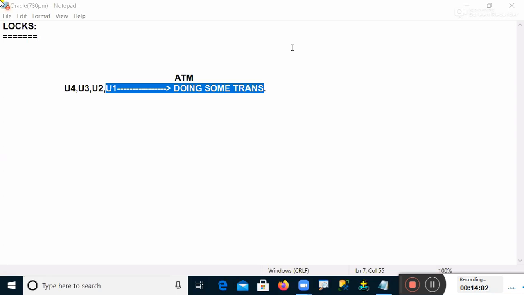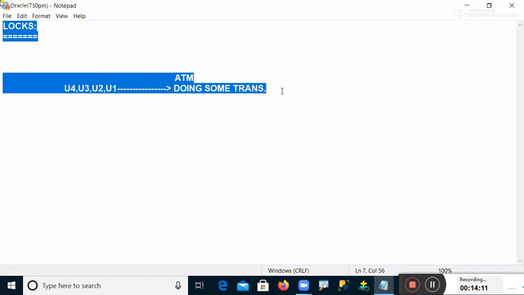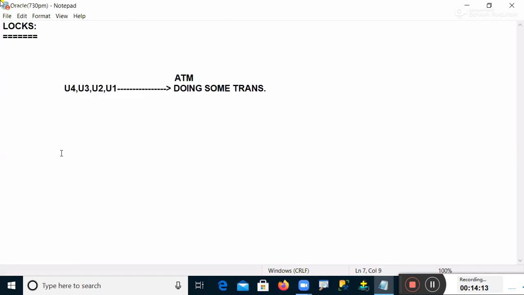Understanding now? Okay, suppose that is the same point I'm telling. Suppose there are multiple users here. User 1, user 2, user 3. On the same day, same time, and same transaction they're doing, they're sending requests.